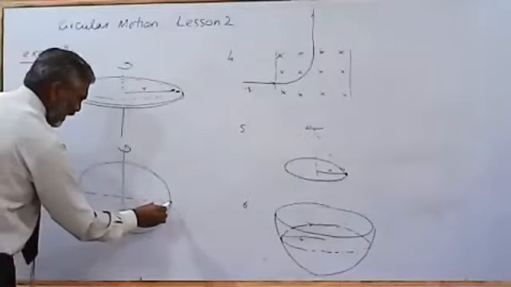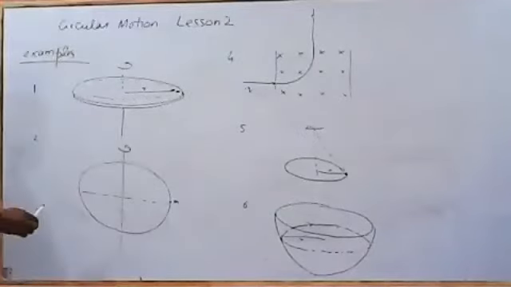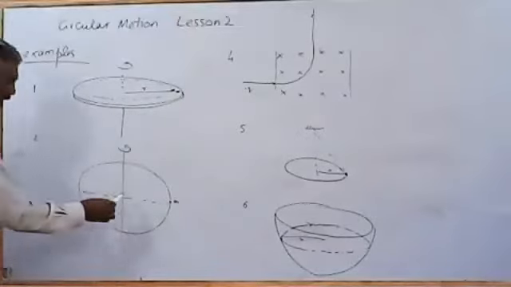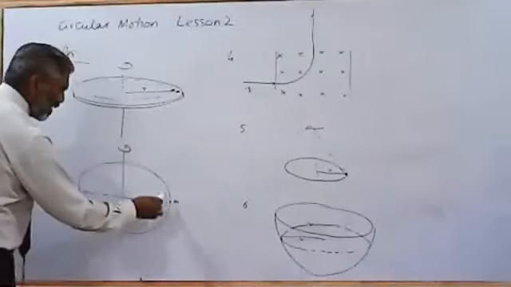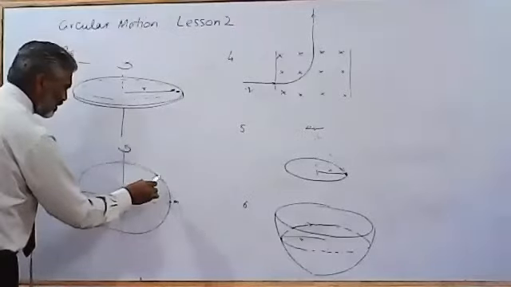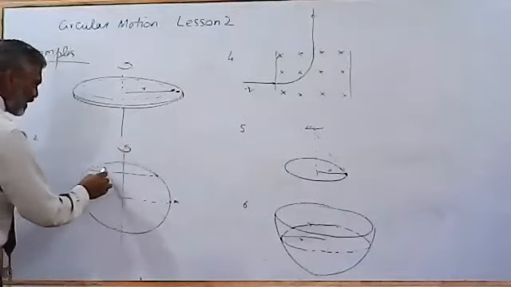So, anyone on the equator will be moving in a large radius, making a circular motion. And if you move above the radius somewhere close to the pole, like this position, your radius will become smaller, but you will still be moving in a circle.